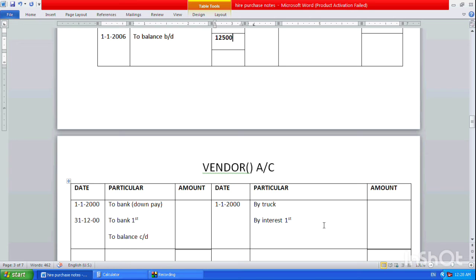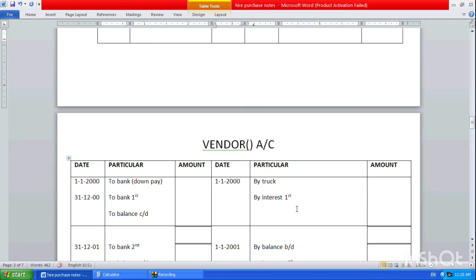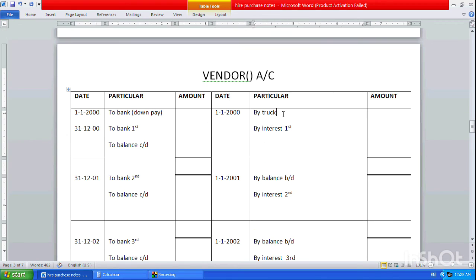Okay, now let's do the vendor account. Here we have to do the vendor account. In place of truck we have to write machine. How much is the value of the machine? 25,000. By machine 25,000, 1st January 2002, and interest will be nil because interest is already added.